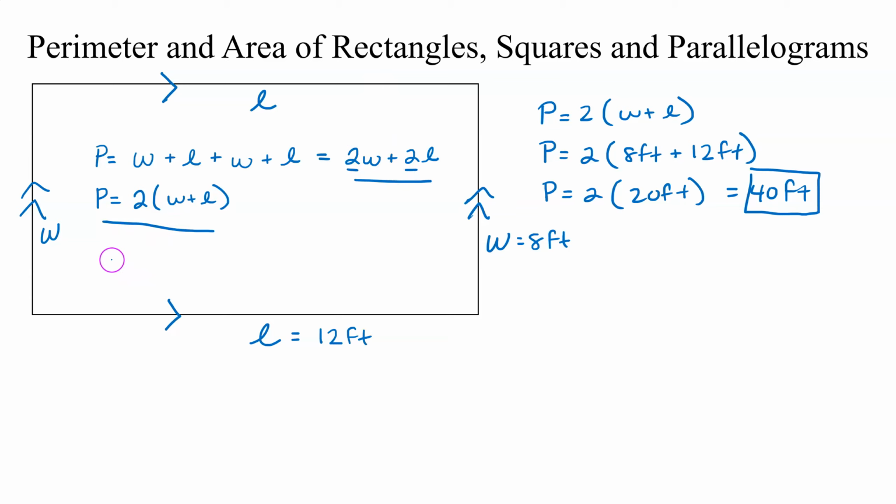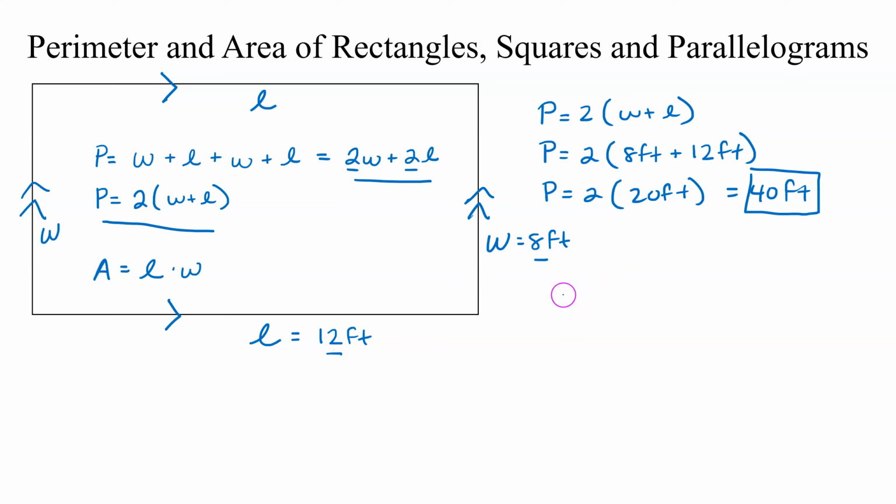If we want to find out area, so how much surface this shape covers, then we want to use the formula area equals length times width. So we're going to use the same two numbers, but we're going to put them together in a different way.